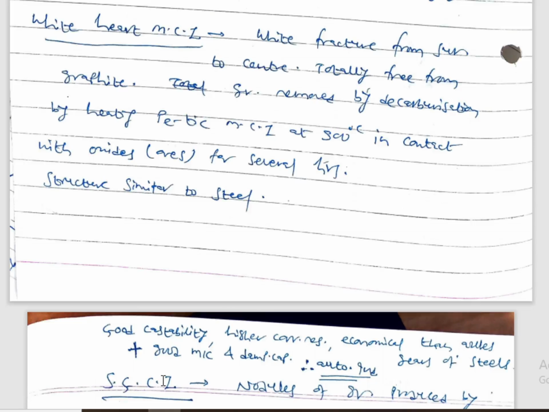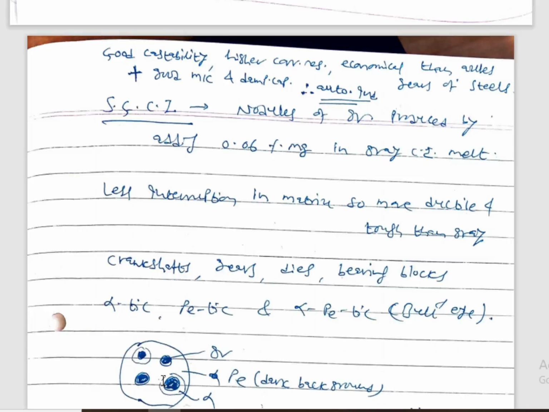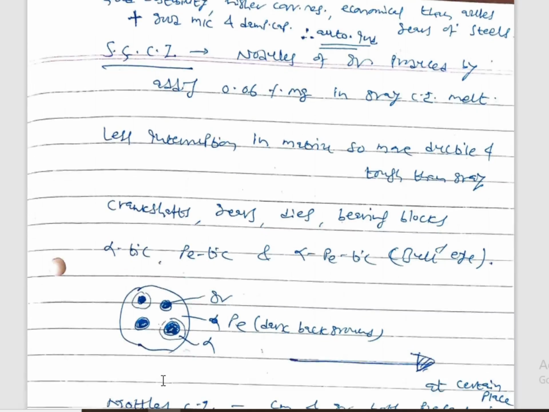Graphite is removed by the procedure of decarburization by heating the pearlitic malleable cast iron at 900 centigrade temperature in contact with some oxidizing material like ores for several hours. So structure will be approximately similar to steel in case of white-heart malleable cast iron. It has got very good castability, higher corrosion resistivity, and is economical than steels. So axles and gears may be made out of malleable cast iron in preference to medium carbon steel. Along with these advantages, it will have very good machinability and damping capacity due to the presence of graphite.